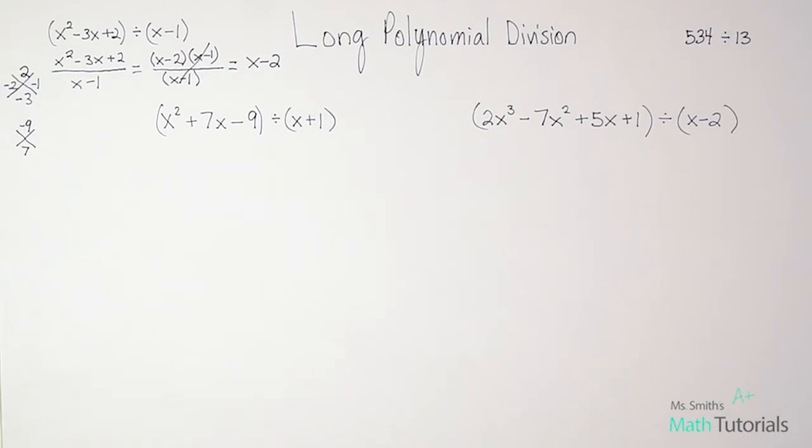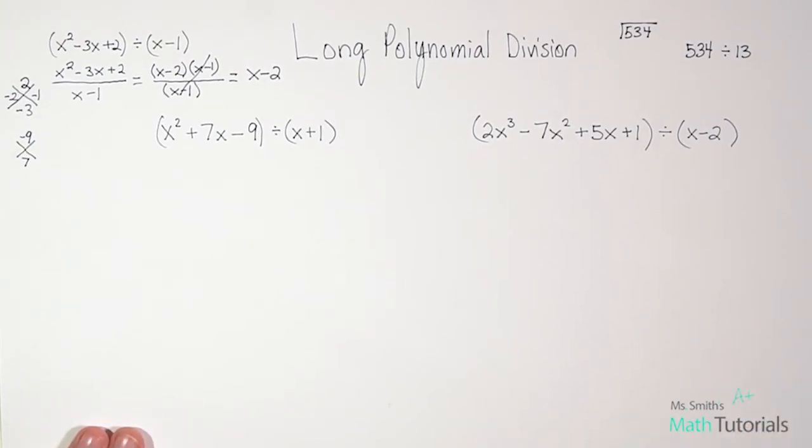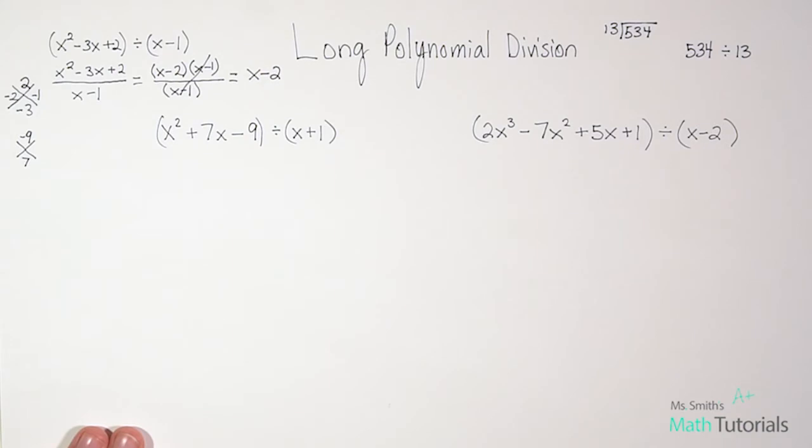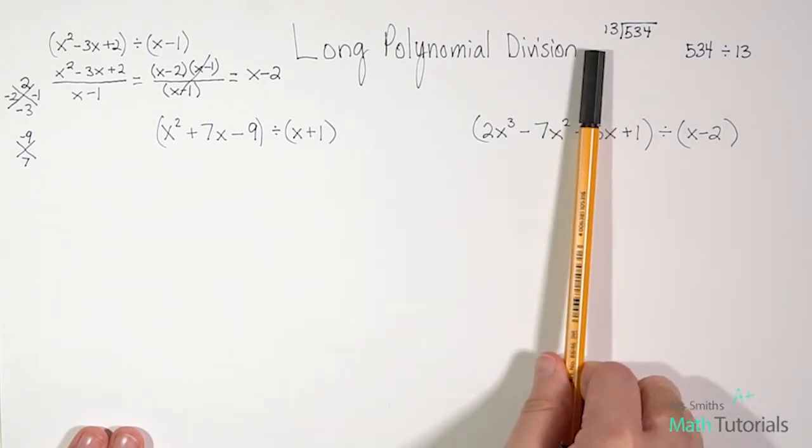Now that we've kind of figured out when we need to use long polynomial division, let's do a quick review on just your old school 4th grade, 5th grade long division. So I've written an example over here. So we've got 534 divided by 13. So we're going to do this without a calculator. Let's rewrite this how we typically would see it with long division. So we'd have 534 divided by 13. So we build that little house. And then we'd say, okay, does 13 go into 5?